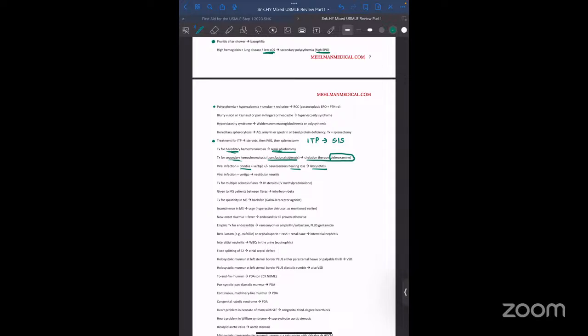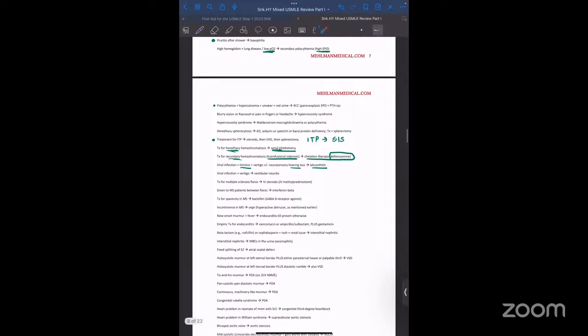Okay. Then treatment for multiple sclerosis flares is IV steroids, IV methylprednisolone. This has been tested on NBMEs. Given to MS patients between flares is interferon beta. So in flare, give steroids. Between flares, interferon beta. I think we also have a question, glatiramer, and all the other disease-modifying agents between flares.